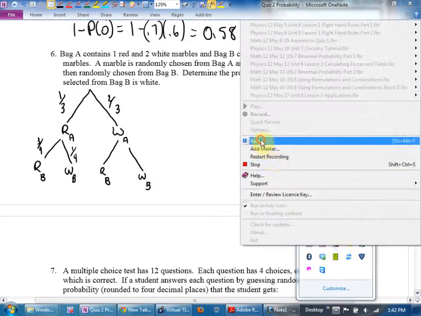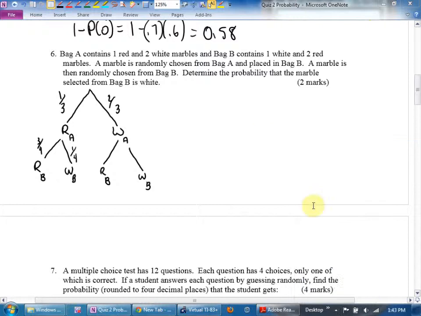Continue. You see where we're going, Dan? When I first saw this question, I thought, holy smokes, changing marbles back and forth. No, if it's two marbles, I can come up with every possibility. Because Jordan, down here, I picked a white marble. What did I do with that white marble? Put it into bag B. So how many marbles are there in bag B? Four. How many of them are white down this branch? Come on, Ben. Two out of four.